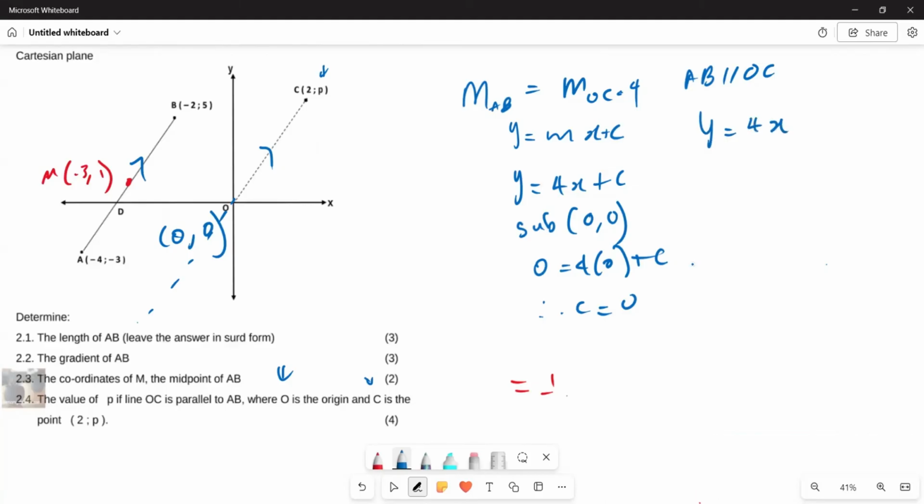And now, what is it that you're going to do? Now we want to substitute point C, which is 2 and P. So where there is y, you write P. Where there is x, you write 4 into 2. Then the value of your P is going to be given by 8. Can you see that, right? So basically, this is how you are required to do this particular question. It is very straightforward, and you can understand all these particular questions swiftly and efficiently. Thank you very much for listening.